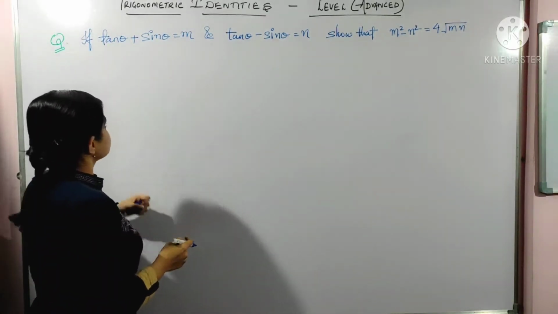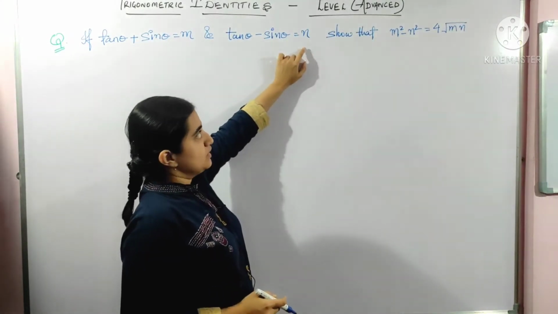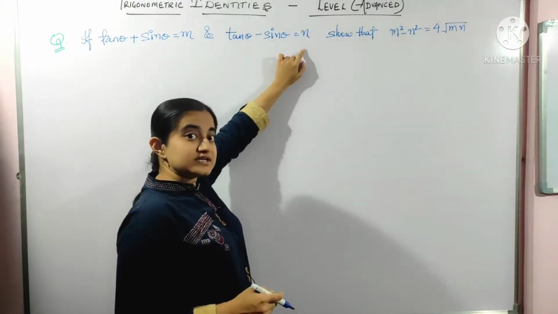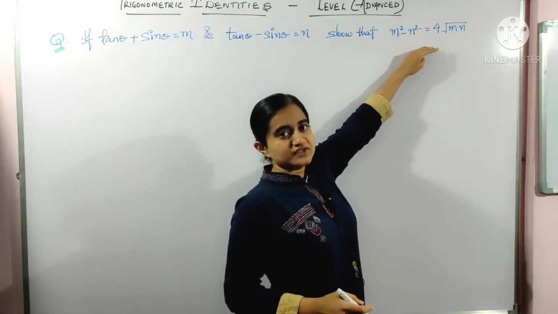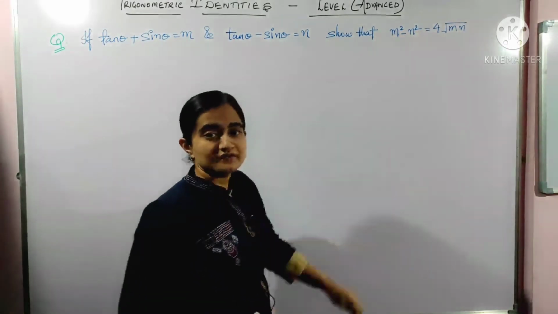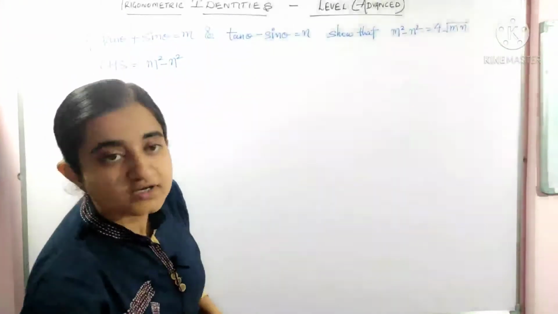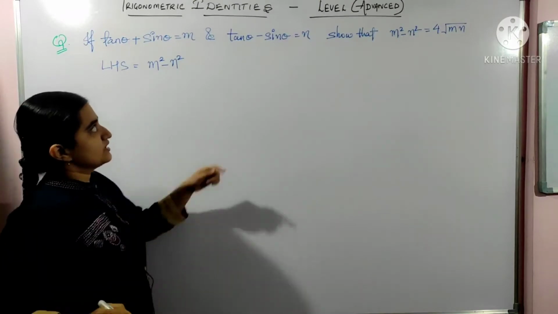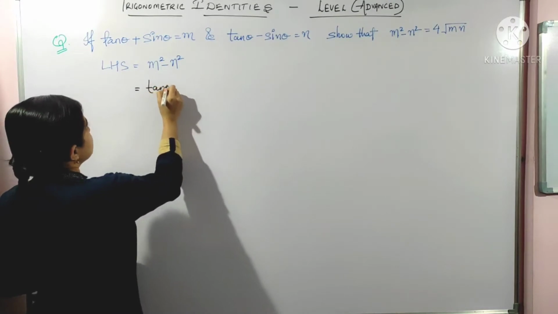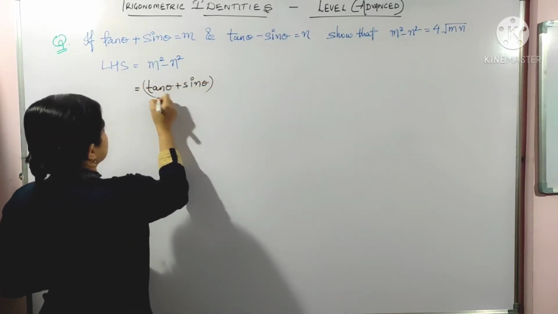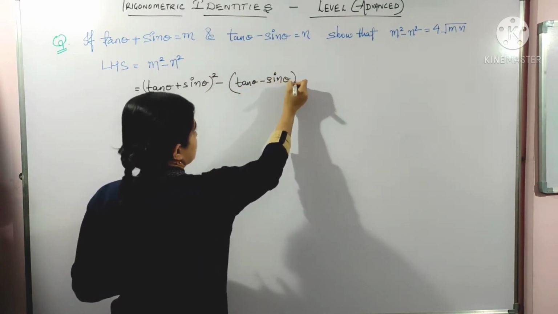Okay, so let's solve. Tan theta plus sin theta is equal to m, tan theta minus sin theta is equal to n. We are given what m and n stand for, and here we have to prove this. So whenever we have to prove something we take LHS and RHS. So here also we will take LHS and RHS. LHS is m square minus n square. Now we will solve m square minus n square. Here m is equal to tan plus sine, tan minus sine. So m stands for tan theta plus sine theta whole square, and n stands for tan theta minus sine theta whole square.